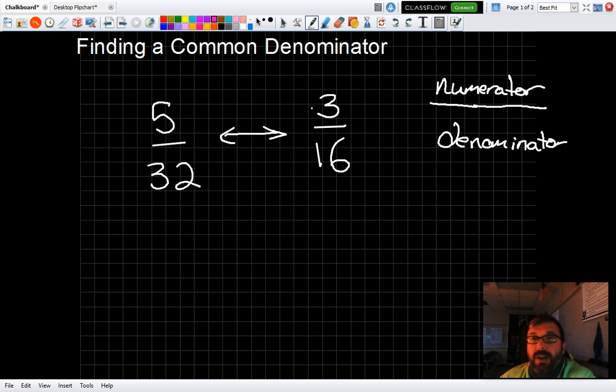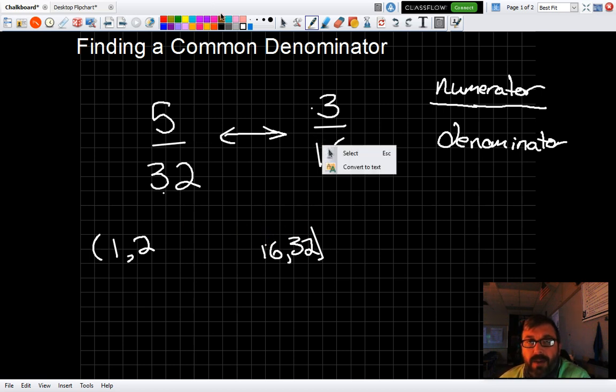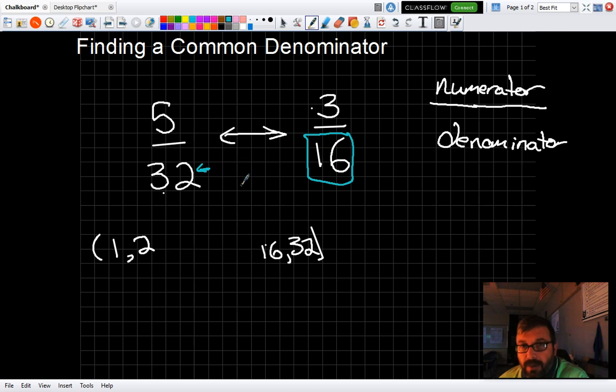Now, if we wanted to, we could look at our factors. Let's look at the factors of 32. Well, 1 times 32 equals 32. And I have another factor of 32. That's 2 times 16. Wait, did you hear that? 2 times 16. I have a 16 already over here. So if I wanted to make this 16 a 32, which I do, all I need to do is multiply by 2. And there's your common denominator.